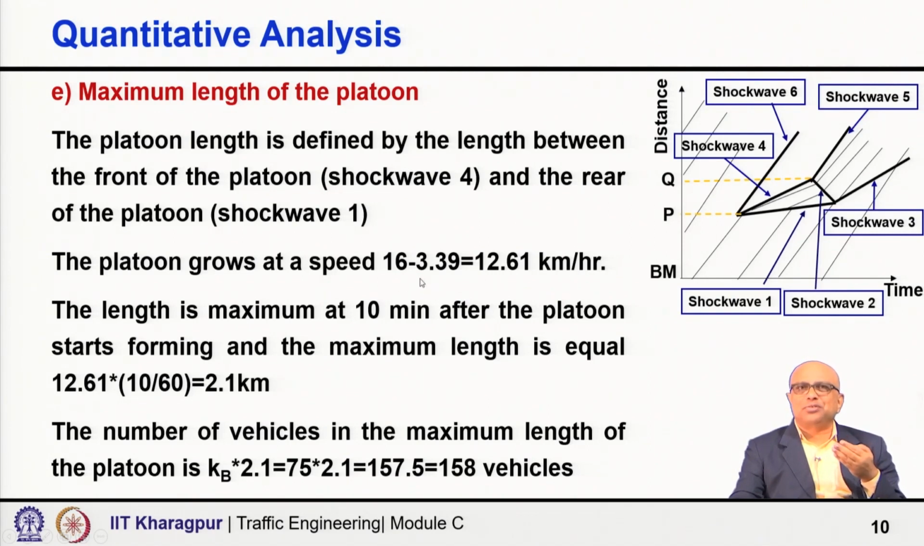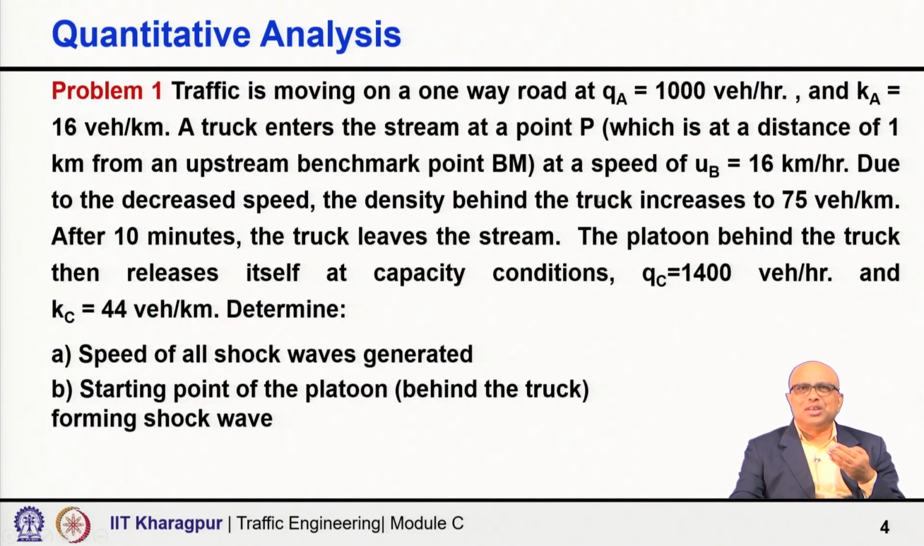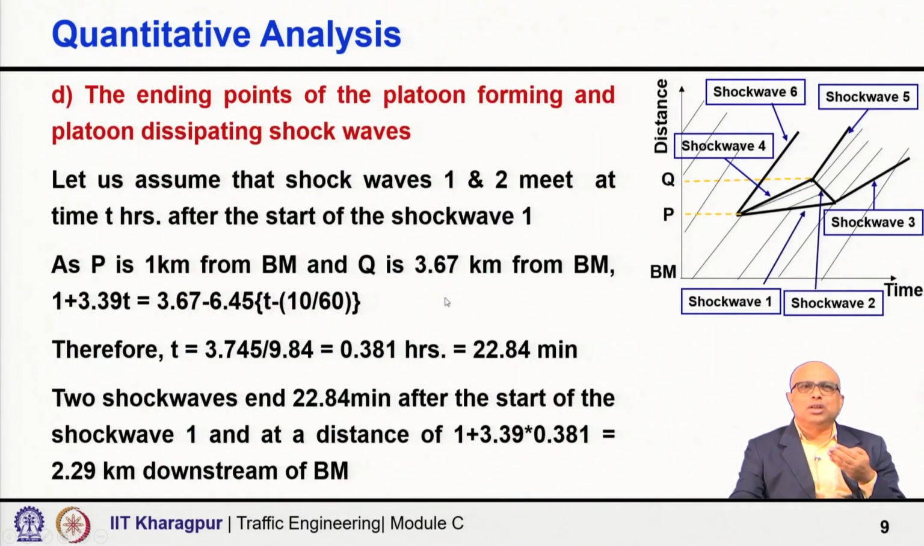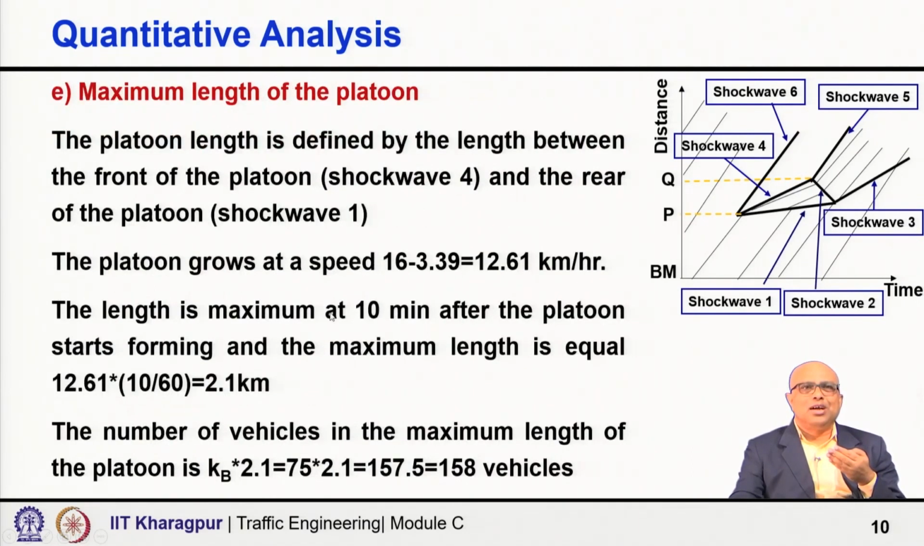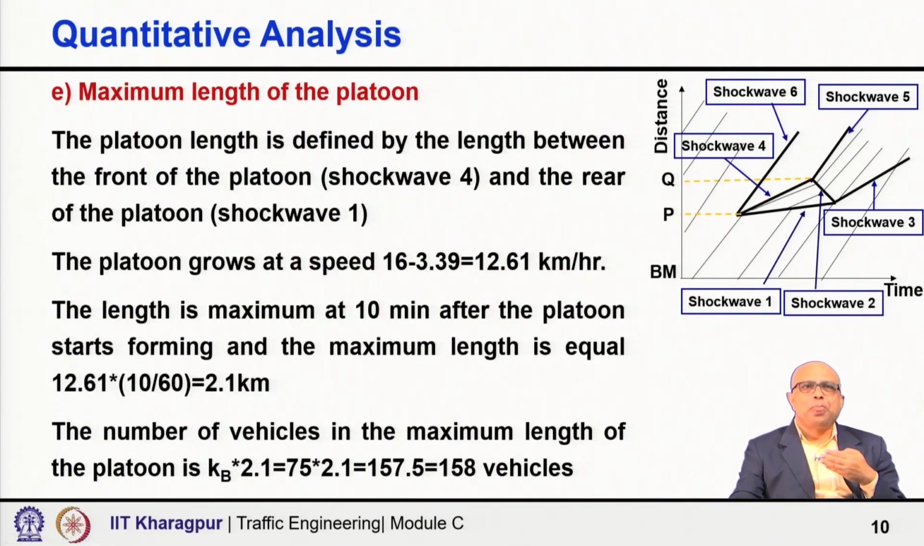16 minus 3.39. So, 12.61 kilometer per hour. Why? Because the truck is moving at 16 kilometer per hour, that is the front part. And what is the rear part? Rear part is the speed of the shock wave 1. What was the speed of the shock wave 1? It was 3.39 kilometer per hour, as you can see from the slide. So, the platoon grows at a speed of 16 minus 3.39. So, that is 12.61 kilometer per hour.